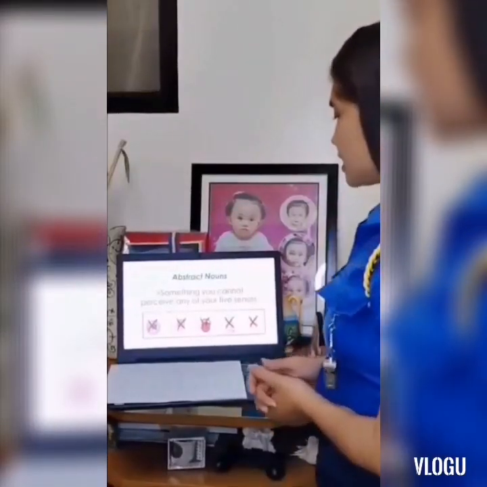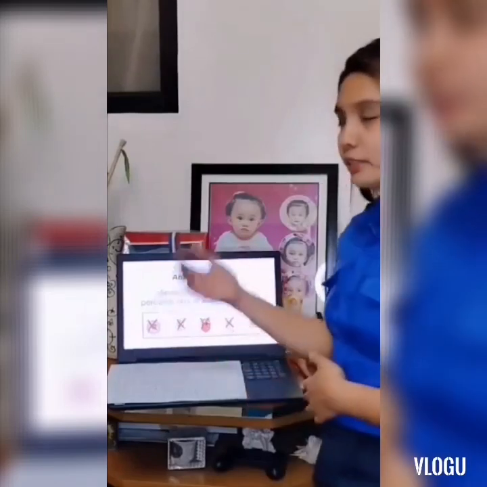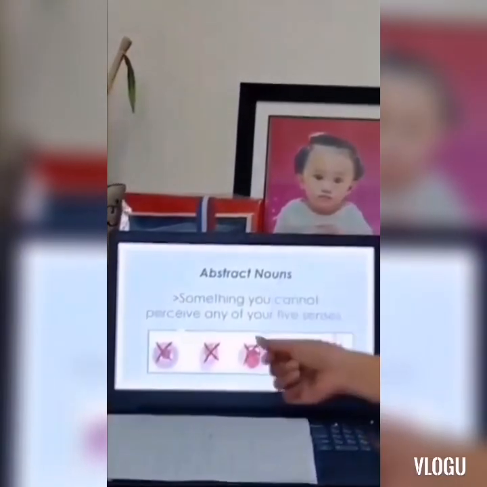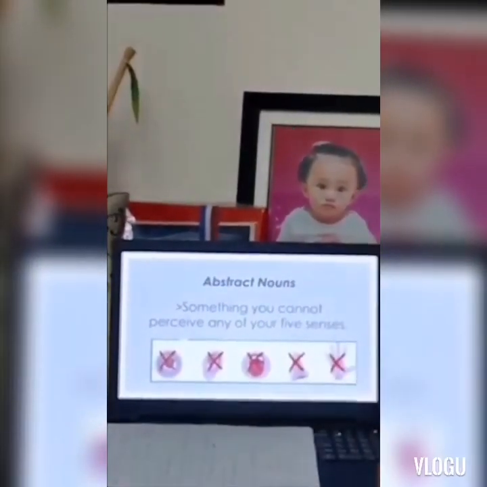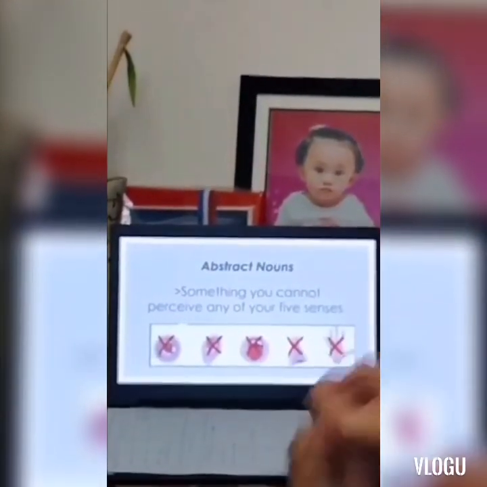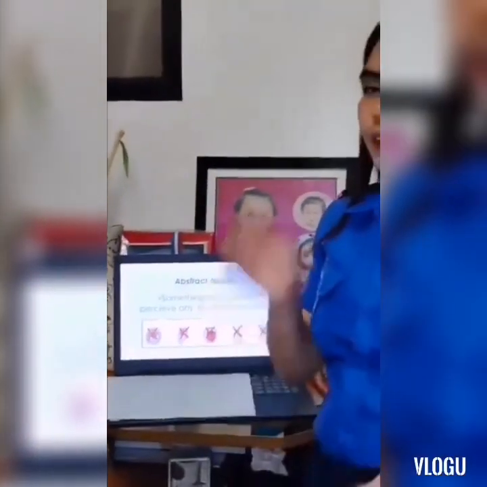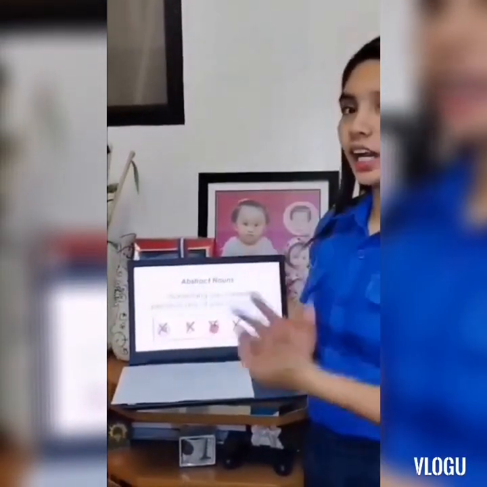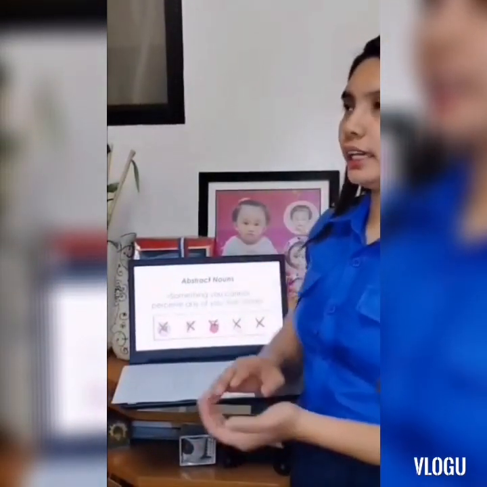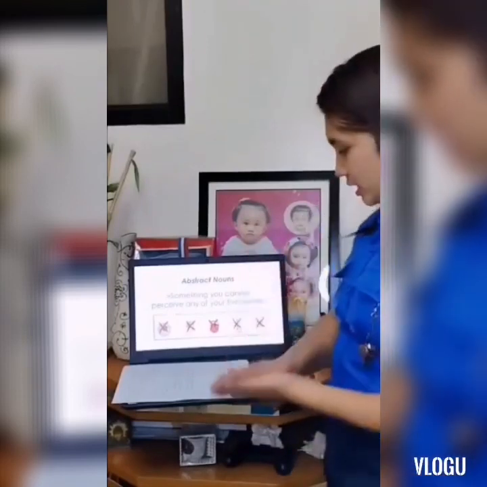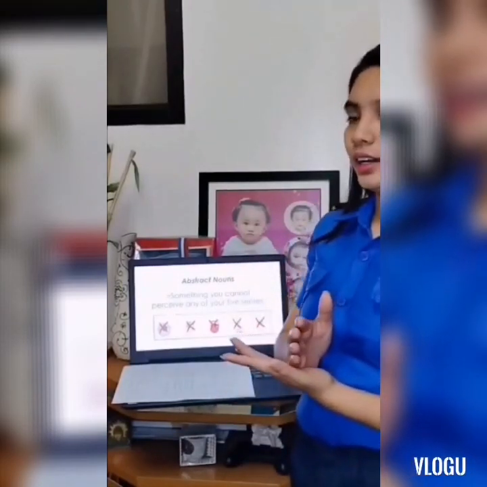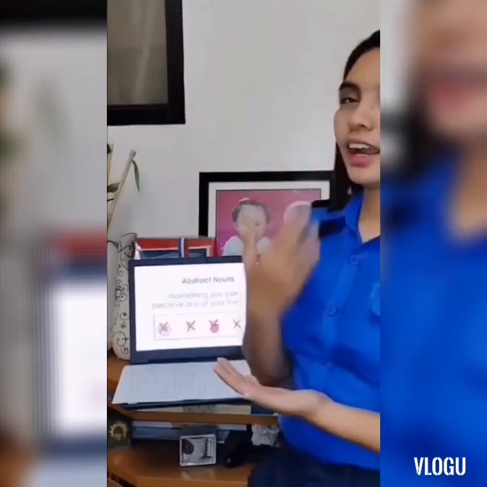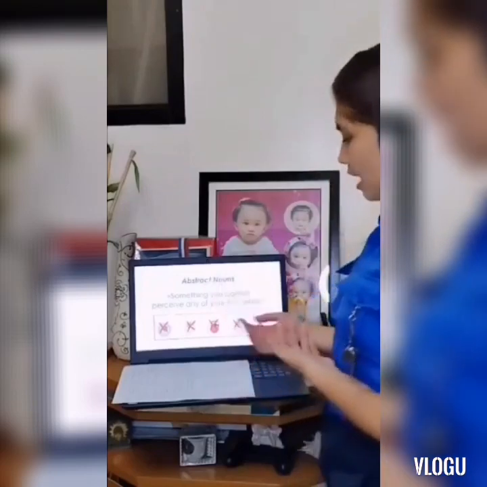Abstract nouns: something you cannot perceive with any of the 5 senses. Examples of abstract nouns are emotions and attitudes. Emotions, for example, sadness, happiness, loneliness. These are examples of emotions. And attitudes: kindness, faithfulness, loyalty, honesty. These are examples of abstract nouns.